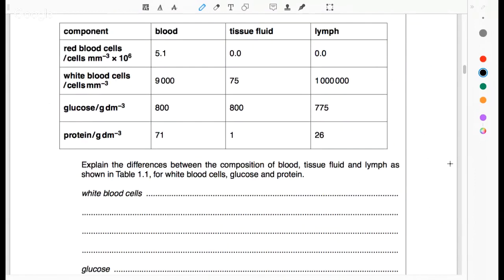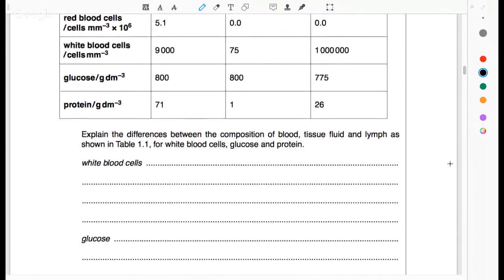Okay, we've gone over white blood cells. How about glucose? Glucose is a relatively small molecule, so it can leave the capillary by entering the gaps in the capillary. It can diffuse. Yeah, okay, good. And it diffuses into the lymph from the tissue fluid. Yeah, okay, good. And protein?